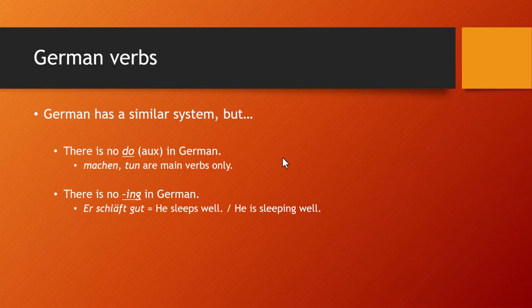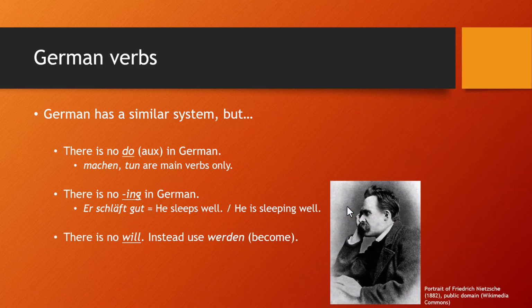Er schläft gut would be translated either as "he sleeps well" or "he is sleeping well." Again, depending on context, or if you added a time word, you could clarify it. And there's no equivalent of English "will" in the modal sense, right? The "will" in German means to want, and if you want to use "will" in the future tense, you're going to use the verb werden. We'll see that really briefly, but that's not really the topic of this discussion, right?